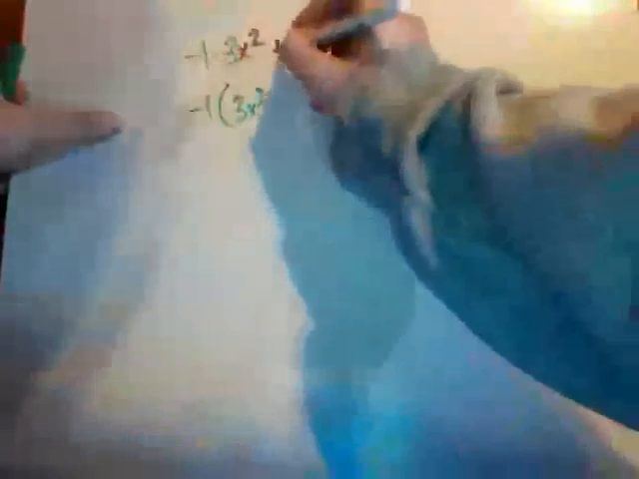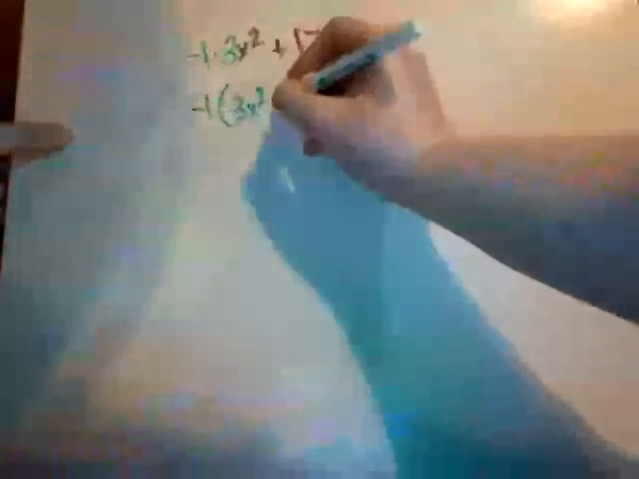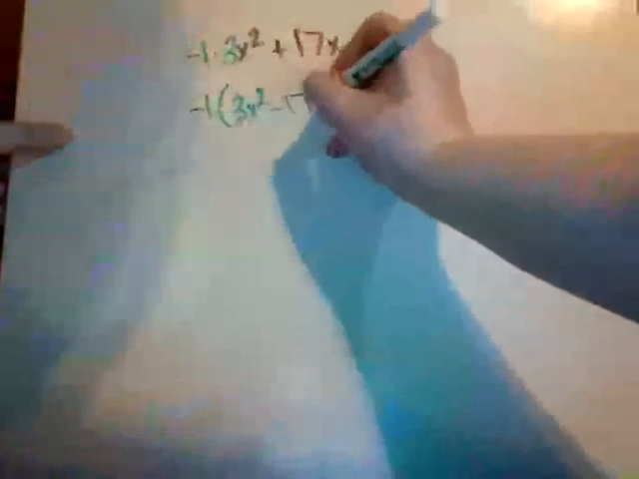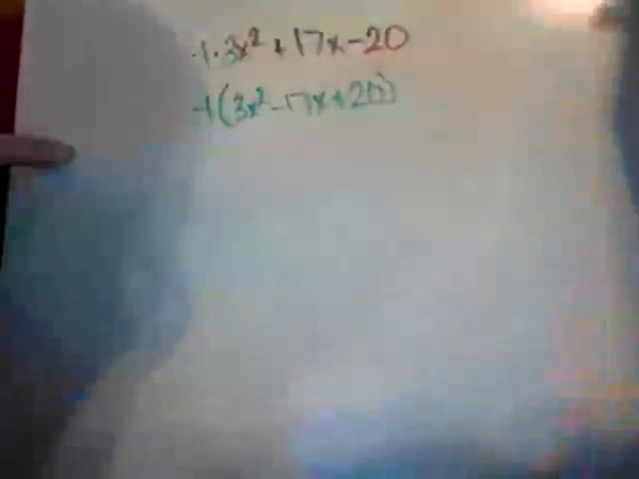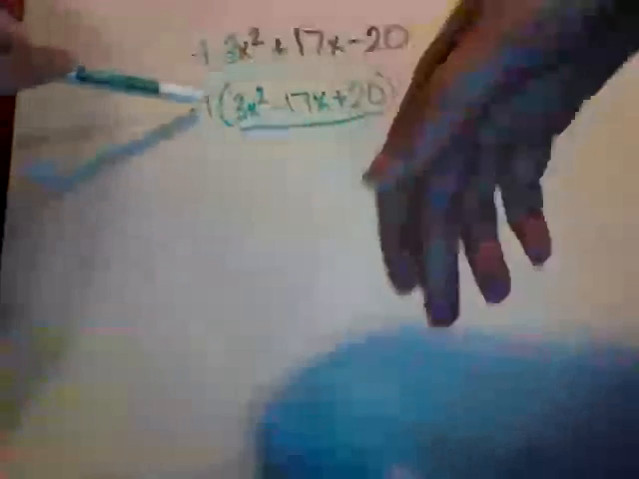Okay, so I have -1. When I divide this by -1, now I have 3x squared. If I do a positive 17x divided by -1, I get a -17x. And then the -20 divided by -1 gives me a positive 20. All right, now just like last time, this is what I'm going to work on factoring. I'm almost just ignoring the -1 for right now, and when I get done factoring, I'll just make sure that I bring him back in at the end.